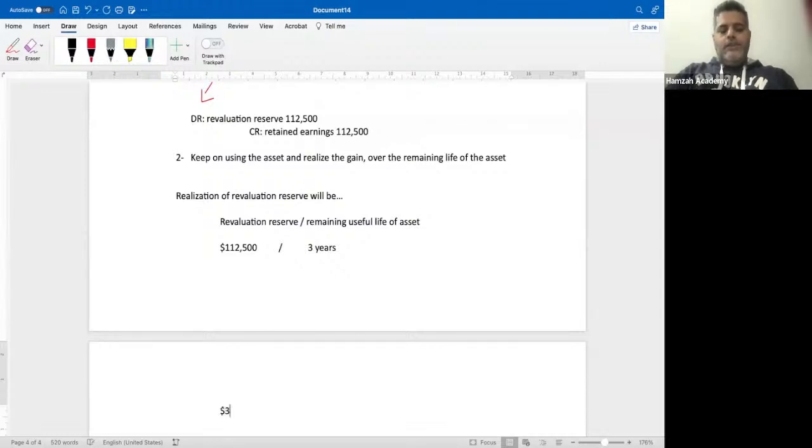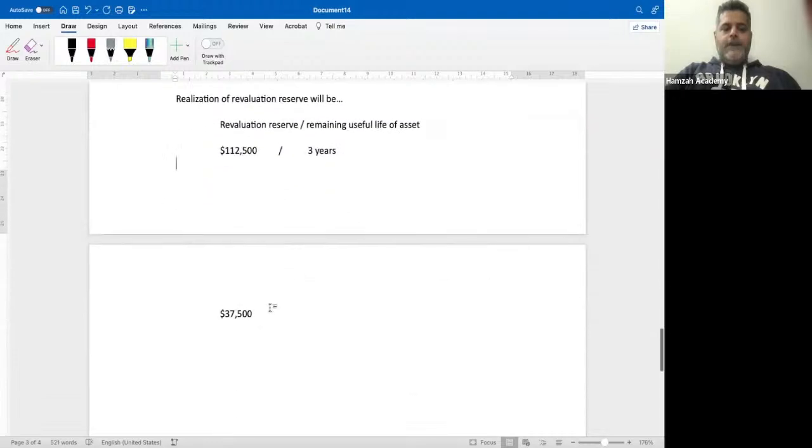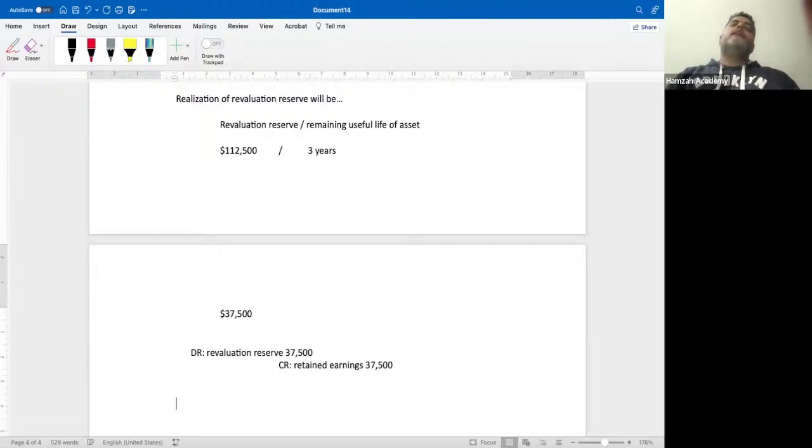That is 37,500. All right. So that's going to be 37,500. And for this, the entry is going to be debit revaluation reserve 37,500, and we are going to give a credit to retained earnings. Again, the credit is going to be for the retained earnings, not for the income statement. This revaluation gain can never ever go to the income statement.